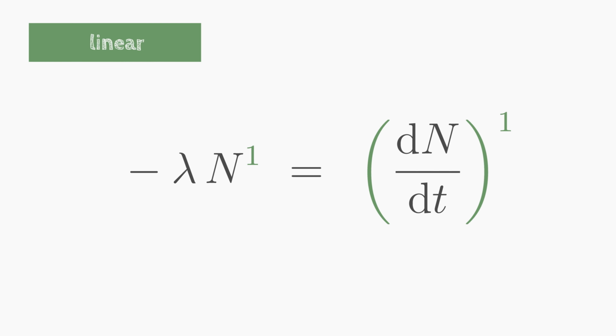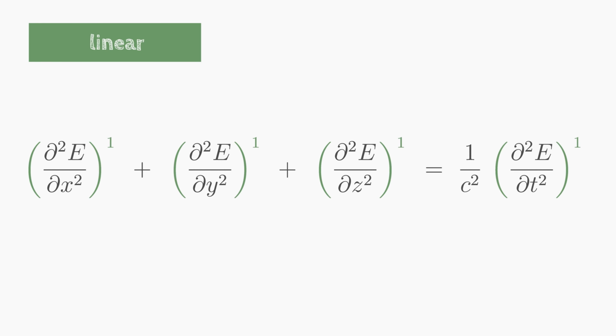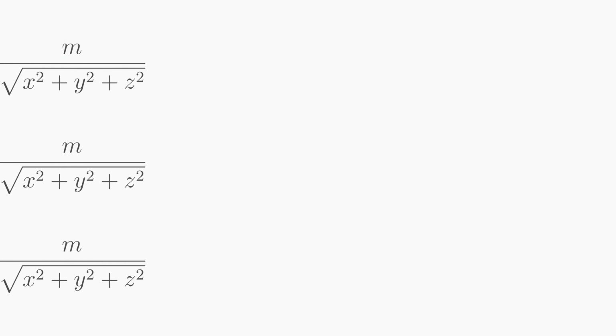The radioactive decay law is also linear. What about the wave equation? It is also linear. The coupled differential equation system for the motion of a mass in a gravitational field, on the other hand, is nonlinear. Here the searched functions x, y, and z occur in quadratic form. But even if the squares were not there, there would still be the square root and the fraction, which make the differential equation system nonlinear.